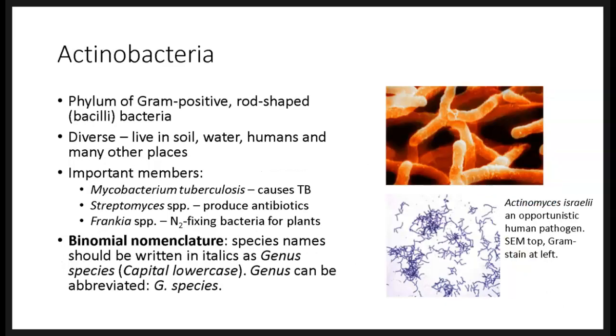So let's talk a little bit about the actinobacteria. So actinobacteria are gram-positive bacteria. Right? They also are rod-shaped. They're bacilli bacteria. So bacilli are a type of bacteria that have this rod shape. So if we look at some microscope images of actinobacteria, like Actinomyces israelii, which is shown here on the right, we have some rod-shaped cells that we can see in an electron micrograph. Or if we use a regular light microscope, we can also see those rod-shaped bacteria cells.